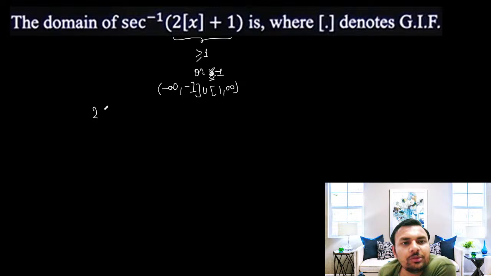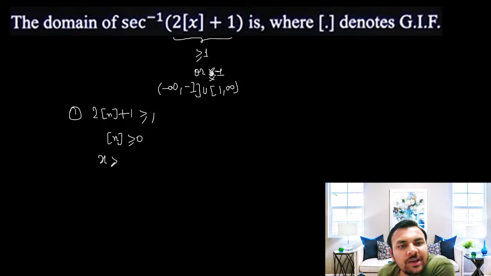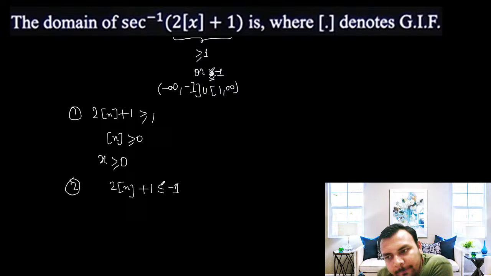That means 2 greatest integer x plus 1 should be bigger than or equal to 1. That means greatest integer x should be bigger than or equal to 0. One case. From here what can we say? x is bigger than or equal to 0. Okay. Second, 2 greatest integer x plus 1 should be less than or equal to minus 1.